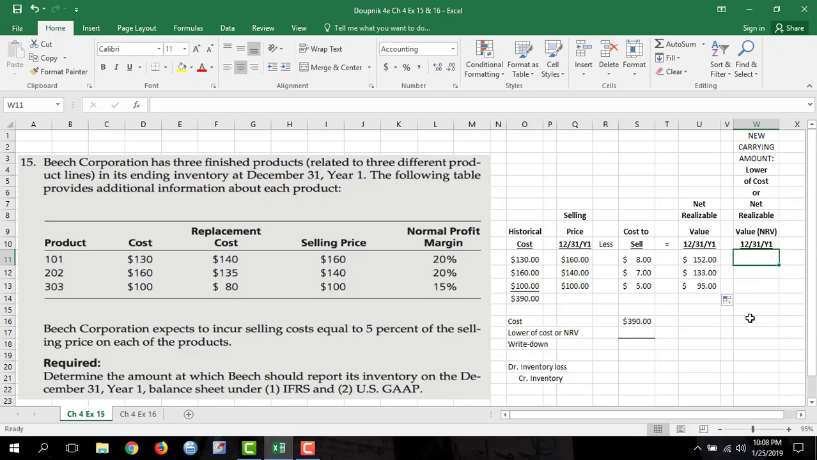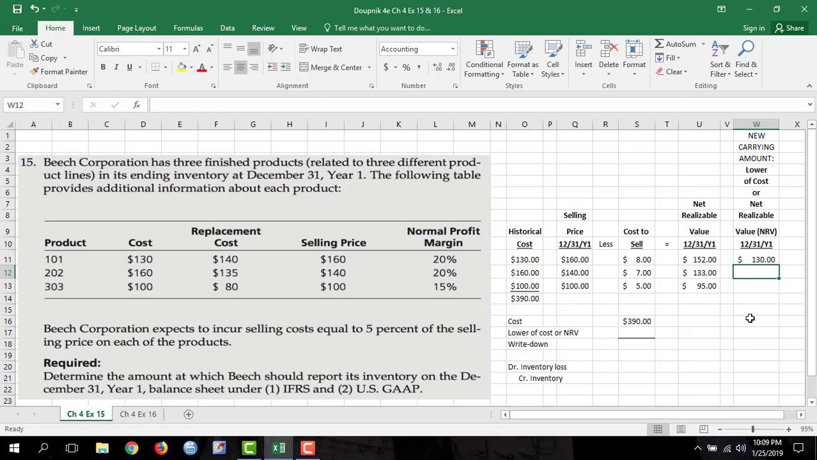So now we're going to make the determination of lower of cost or net realizable value for each of the 3 products. And so we see that for Product 101, the lower of cost or net realizable value is historical cost of $130. So that will be the value of the inventory Product 101 at the end of the year.